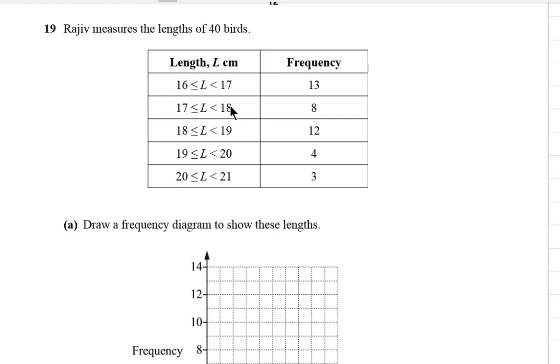here of this 8, not of this 13, because we don't have an equal sign here. Okay, math is a very accurate subject, as you know. The third row, who can tell me the meaning of the third row? We have 12 birds with lengths starting from 18 centimeters and less than 19, and so on.